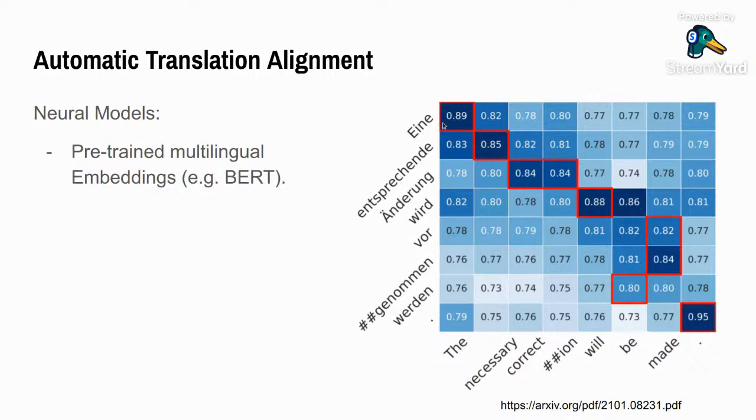So these are the new, more accurate and more interesting models these days. This aligner is called Awesome Aligner.